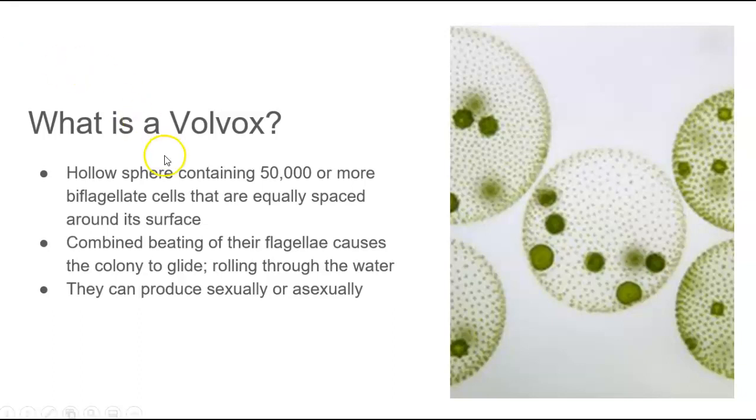This is a hollow sphere containing 50,000 or more biflagellate cells that are equally spaced out in the sphere. As you see here, all the little dots that you see on the sphere are single-celled algae. And the combined beating of their flagellae causes the colony to glide and roll through the water. So they're basically synchronized. They work together and cause this Volvox to swim and glide through the water. Volvox can reproduce both sexually and asexually.